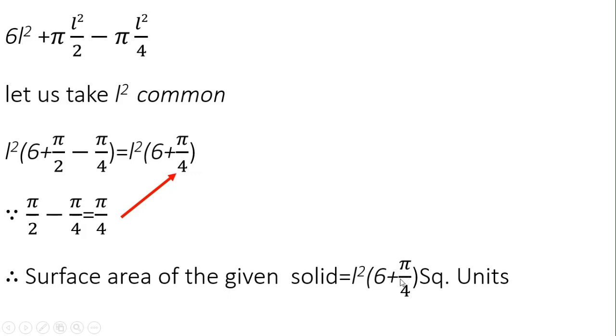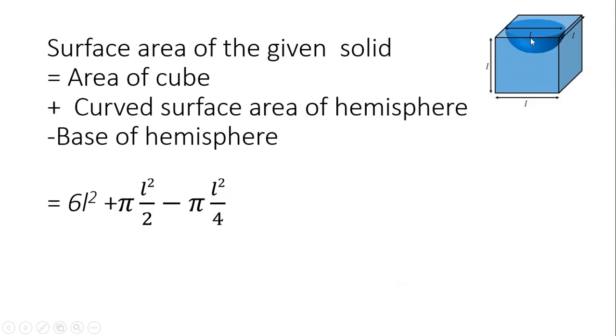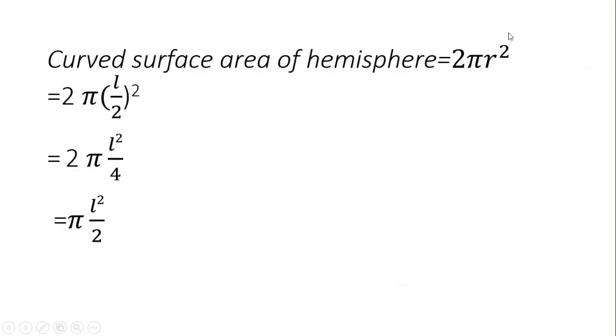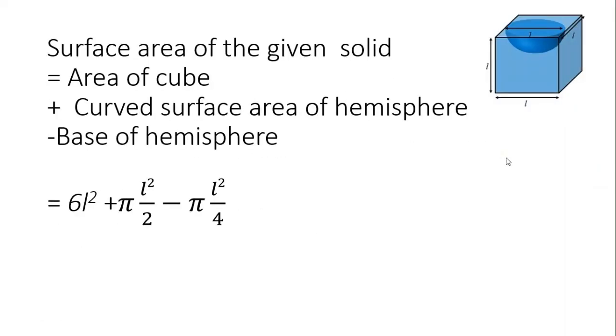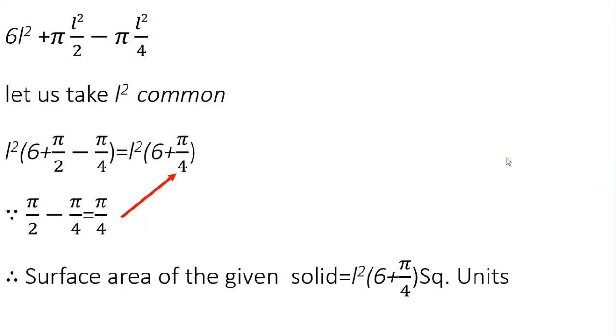Only one thing we should be clear about: when that particular hemisphere is cut, the diameter of that hemisphere is taken as the side of the cube. If you are able to keep that point in mind, then just substituting the values in the given formulas, what did we get? The surface area of the given solid as L square into 6 plus pi by 4 square units. Okay, right? I think you have understood, right?